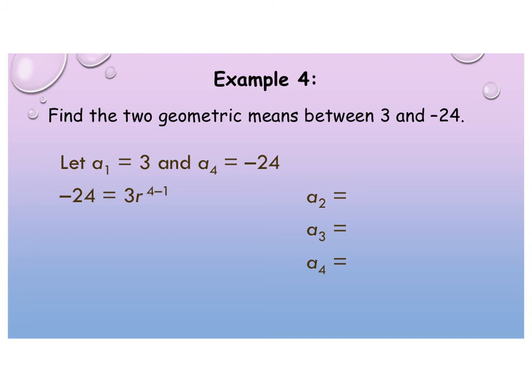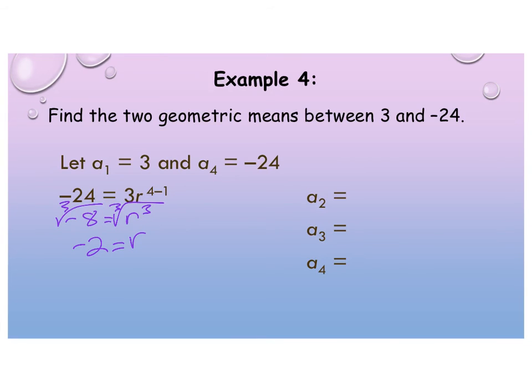So we have a sub 1 is 3 and a sub 4 is negative 24. So we need two geometric means. That's why we chose negative 24 to be a sub 4. So we have a sub 1, and then we're going to look for 2 and 3, and we have 4. All right, so that gives us this following formula to find r. So if I divide by 3, I have negative 8 equals r cubed. Now, I have to take the cube root of both sides. I get negative 2 is r. So our r is negative 2.